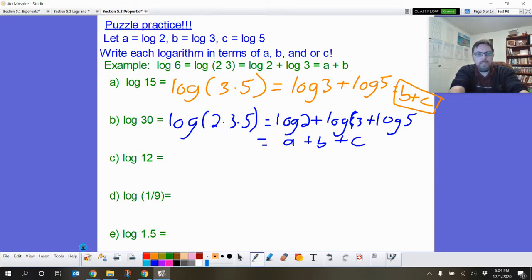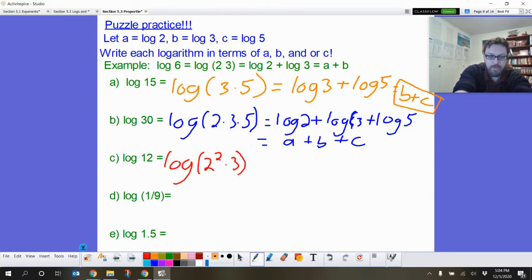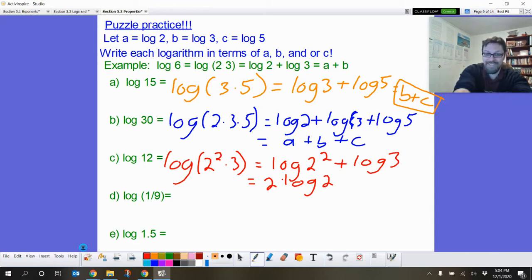Let's try 12. Well, I know 4 times 3 is 12, and 4 is 2 squared. So let's rewrite this as the log of 2 squared times 3, because 4 times 3 is 12. So that is the log of 2 squared plus the log of 3, which is also 2 times the log of 2, bringing that 2 in front, plus the log of 3. So this is 2a plus b.